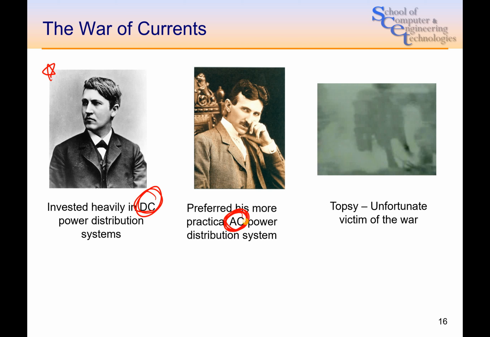Tesla knew this, and so he pushed for AC. And obviously, he eventually won. He basically donated all his patents to another company just to get back at this guy, too.